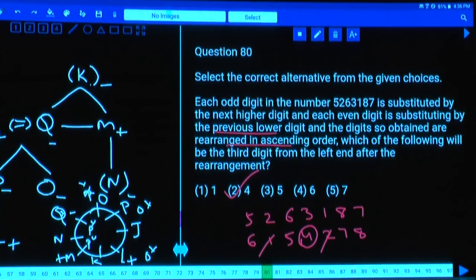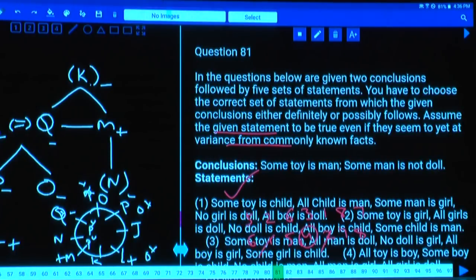Nothing happened. 81 to 85. Now in this one, reverse syllogisms. In these reverse syllogisms, conclusions were given, statements were asked. Conclusions to statements. Then 81 to 85. Some toy is man, some man is not doll. Now these are the conclusions. From which of the following statements can we derive the above conclusion? That's what we are supposed to look at.